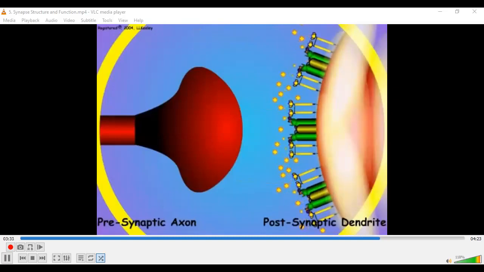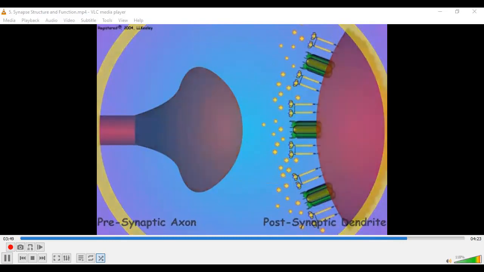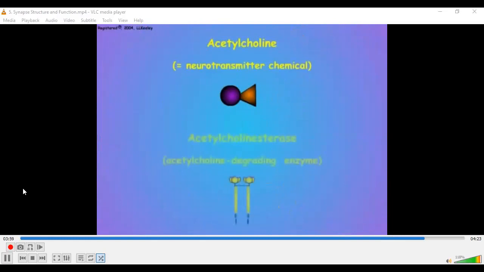When the neurotransmitter chemicals are eliminated, the postsynaptic sodium channels close. The sodium is transported back to the outside of the postsynaptic membrane by the reactivated sodium pumps, and the outside of the postsynaptic membrane returns to its normal positive charge. It is relevant to note that the synapse illustrated here uses acetylcholine as its neurotransmitter chemical, and the enzyme that destroys acetylcholine is called acetylcholinesterase.